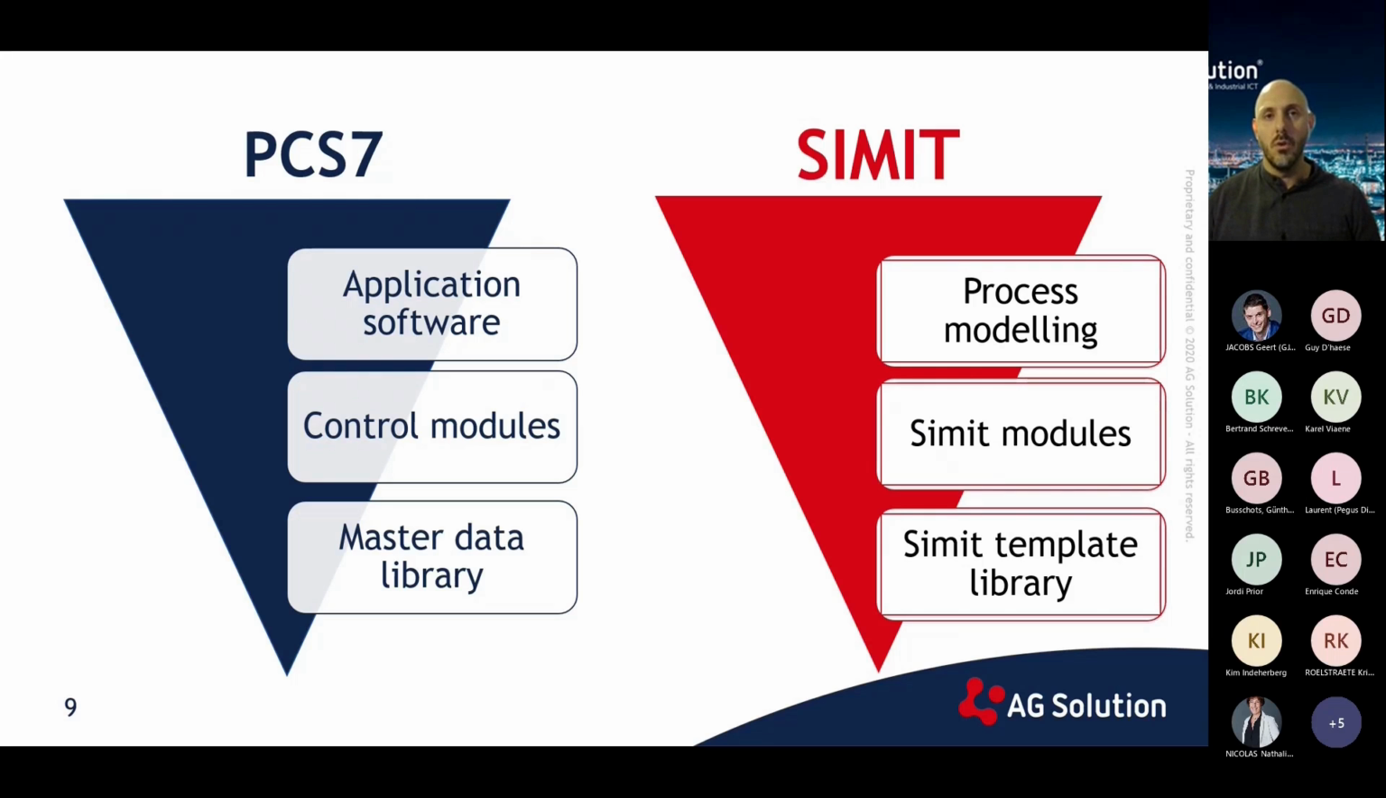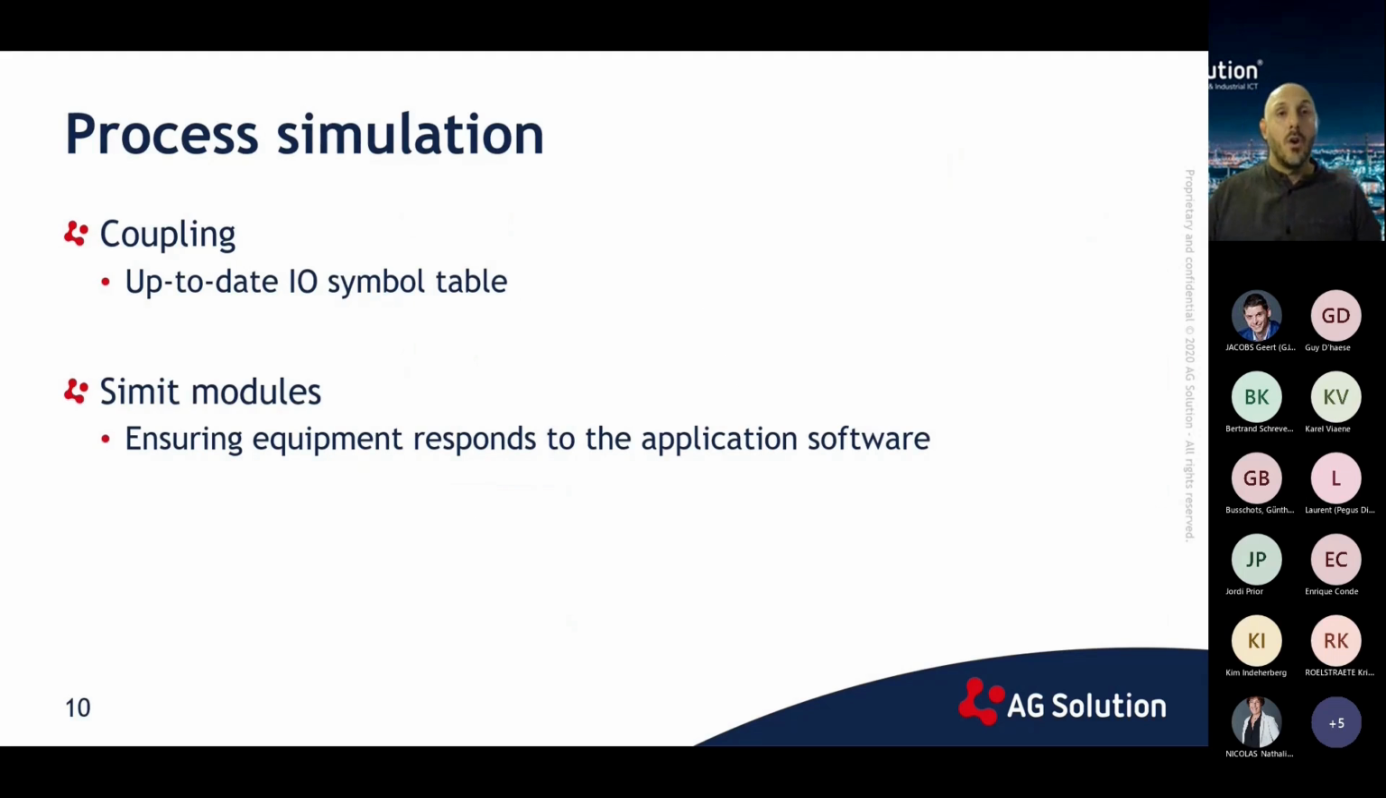Application software will control equipment according to the functional design. The process modeling in SIMIT will respond or react to the application software by providing the necessary process values. To come to a process simulation, the following aspects need to be explained. The coupling will be the link, the connection layer between the real and the digital world. Said otherwise, this coupling with the I/O symbol table will be the main link between PCS7 and SIMIT. The SIMIT modules will ensure that the core functionality of equipment is guaranteed within the process simulation, like opening a valve, starting a motor.